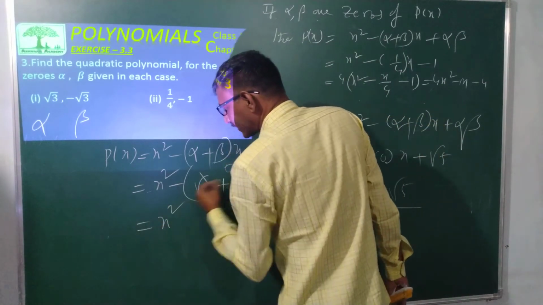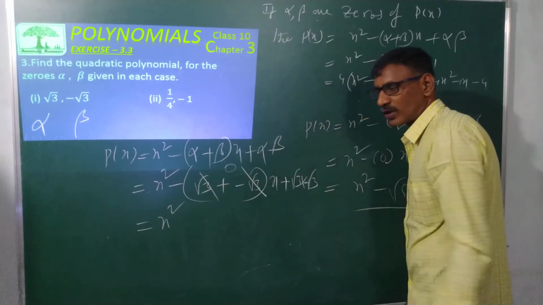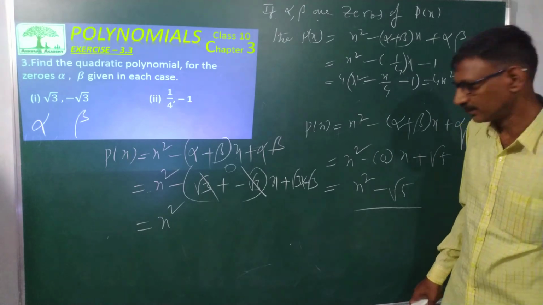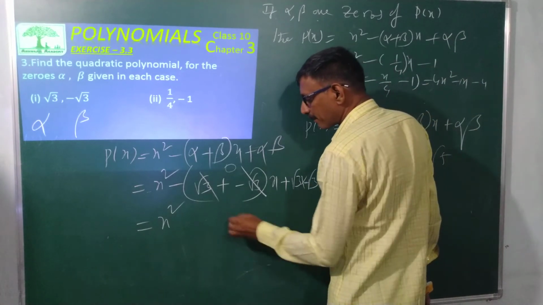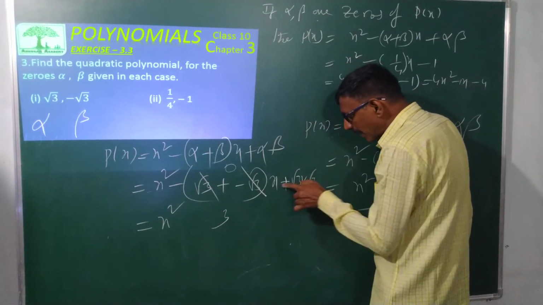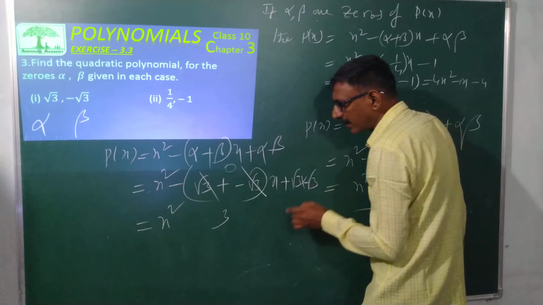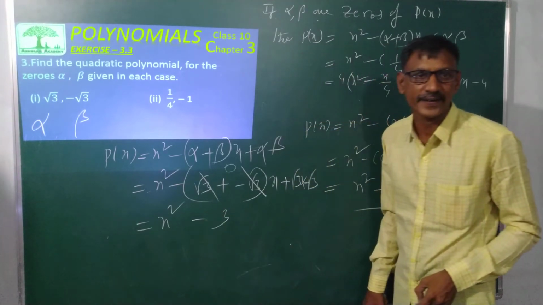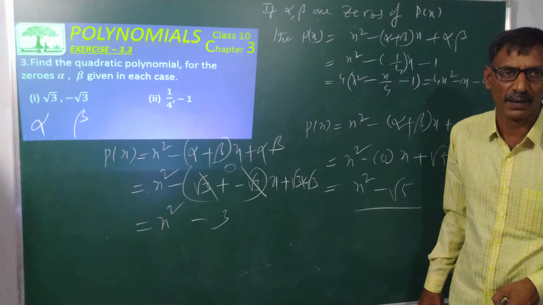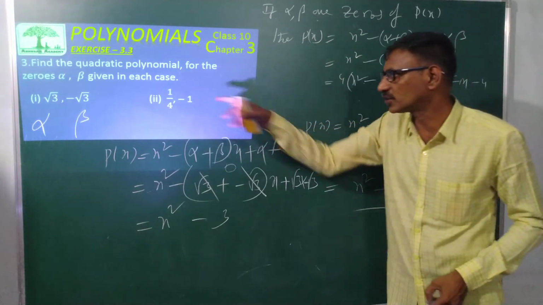I would like to write x square as this. This term totally vanished. That's all. Root 3 into root 3 is 3. Plus into minus, here we have minus. Plus into minus, minus. This is my quadratic polynomial. Now coming to this one.